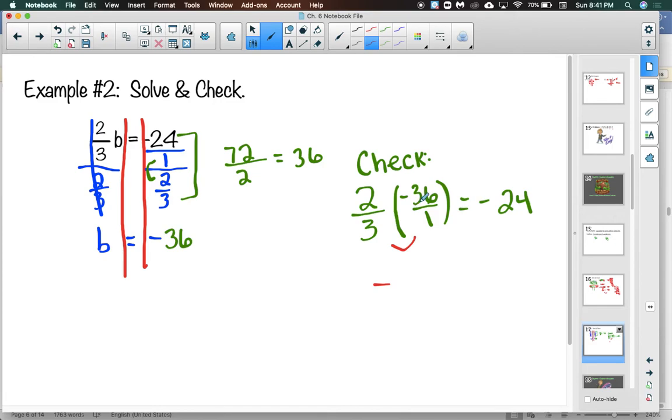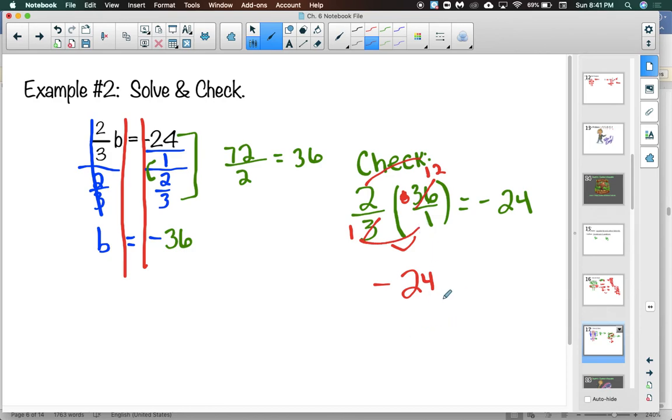3 and 36. I'm ignoring this sign right now. This sign is not important anymore because I have it down here. 3 and 36. What can I divide out of both of those numbers? I can divide them both by 3. 3 divided by 3 is 1. 36 divided by 3 is 12. Nice. Now I can multiply straight across. 2 times 12 is 24. 1 times 1 is 1.